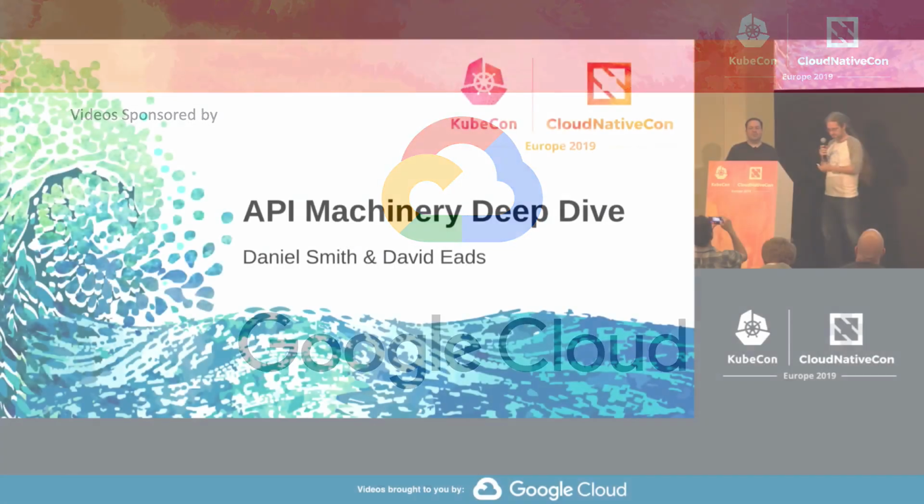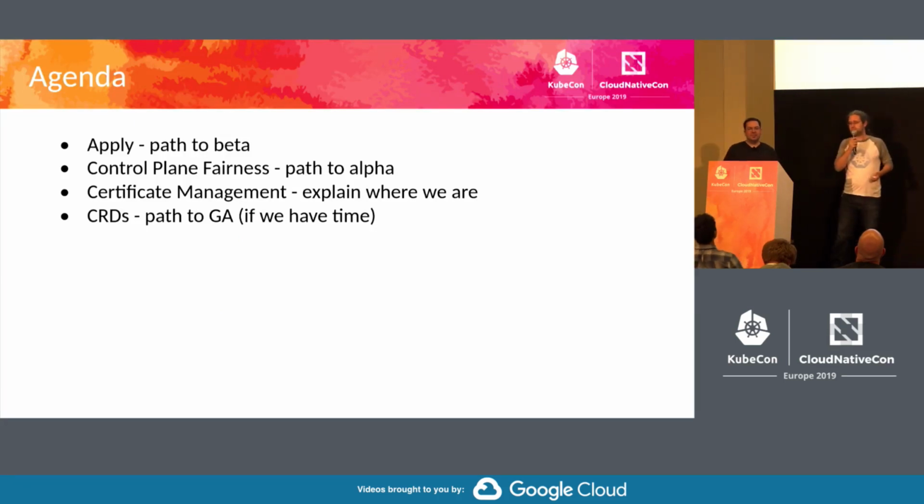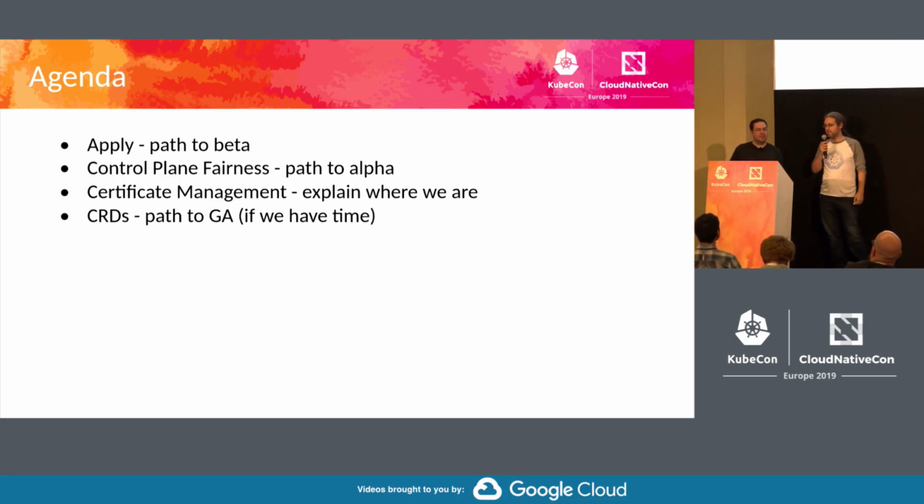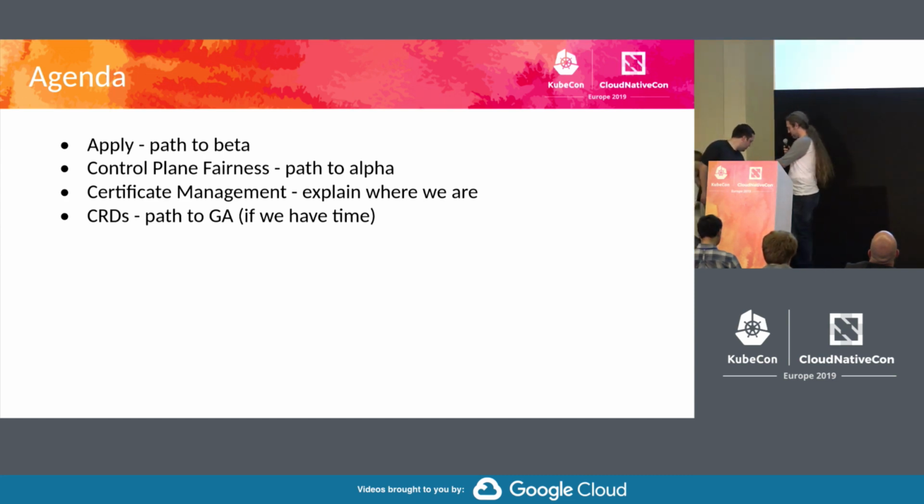We've got, let's see. Yeah, this is our agenda. First up, I'm going to have my colleague Jenny talk about apply, since she's been working on that. Then we'll go to control plane fairness. I'll say something. And then David's going to talk about certs. And then that's probably enough, so we'll probably take questions there and save the CRDs in case everybody is really ready for more stuff. So, okay, with that, here, Jenny.